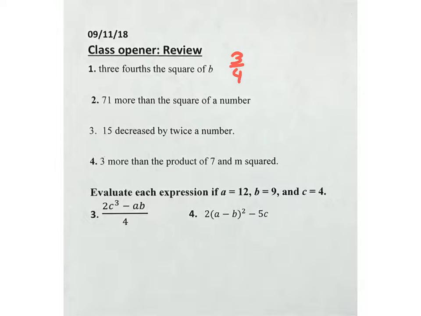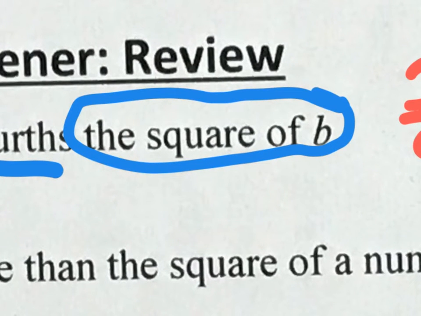So there it is, b squared, the square of b. Again, 3/4 is just a fraction. And the square of b, that's simply saying b squared. Remember, the word square, if we zoom in to the word square, that really just means the little exponent of 2. Okay? So when you read the word square, you're going to be putting the exponent of 2.